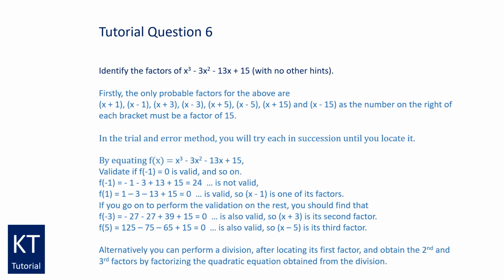You could go on to perform this validation for all of the remaining numbers, and upon doing that, you would find that f(-3) and f(5) would have the solutions as 0, which directly means that x plus 3 and x minus 5 are factors of the given cubic polynomial. Alternatively, you can perform a division after locating the first factor to get to the remaining factors through a factorization method.